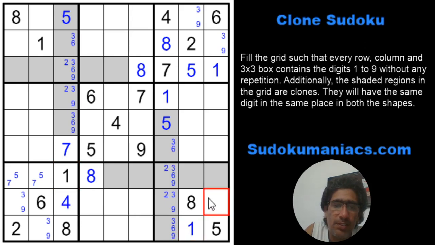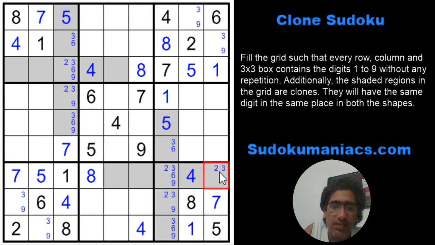4 is not here, so it has to be one of these two gray cells, right? But the edge cannot be a 4, so the 4 has to be here, which places a 4 here, and by classic 4, 4, this becomes a 4, and that's my 4. 7 cannot be here, so that's a 7, which makes this a 5 and a 7 here. Alright, 7 again comes up here.